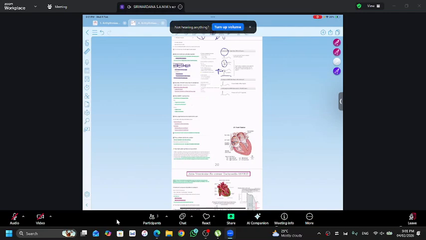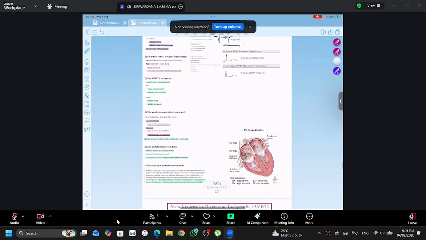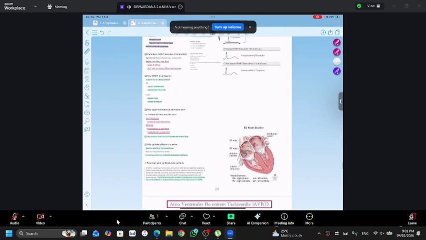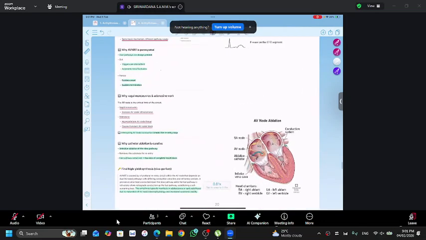That is basically what happens in the AV node in AVNRT. Another interesting thing: what is the treatment for this one? The definitive treatment, if drugs fail, we will talk about later as well. If drugs fail, this is the slow pathway, this is the fast pathway. You can send a catheter up the inferior vena cava and ablate, destroy these myocytes in the slow pathway. You call that catheter ablation, right?